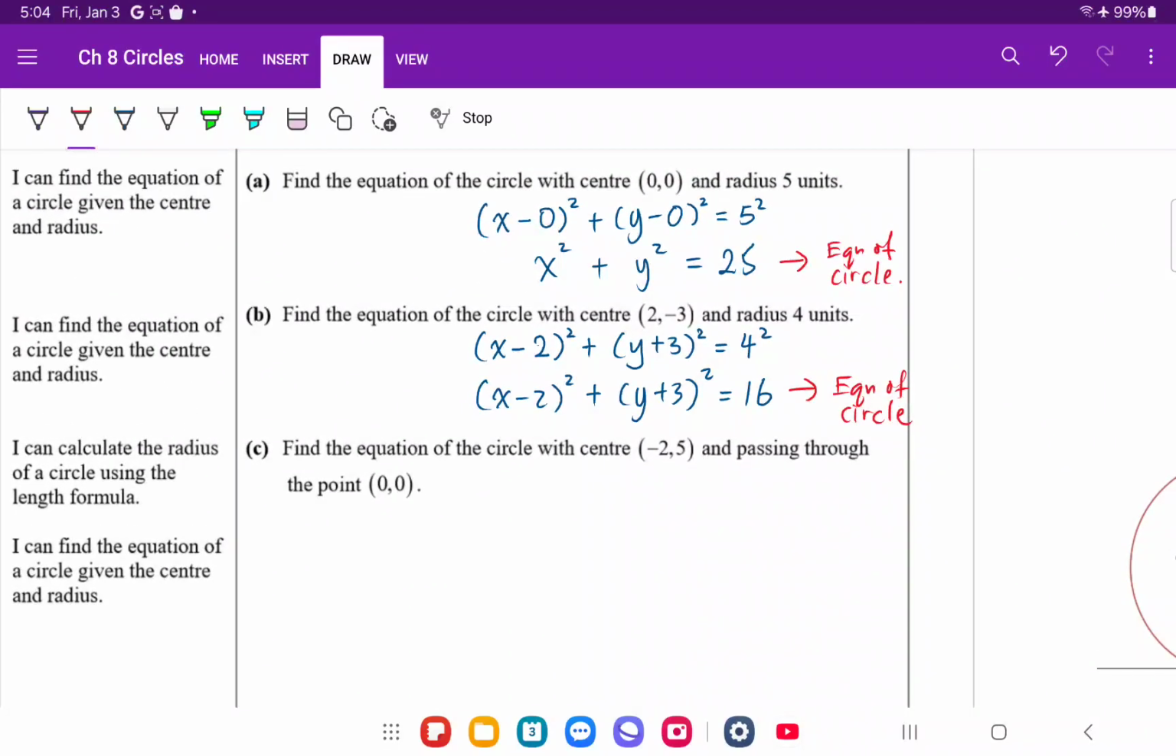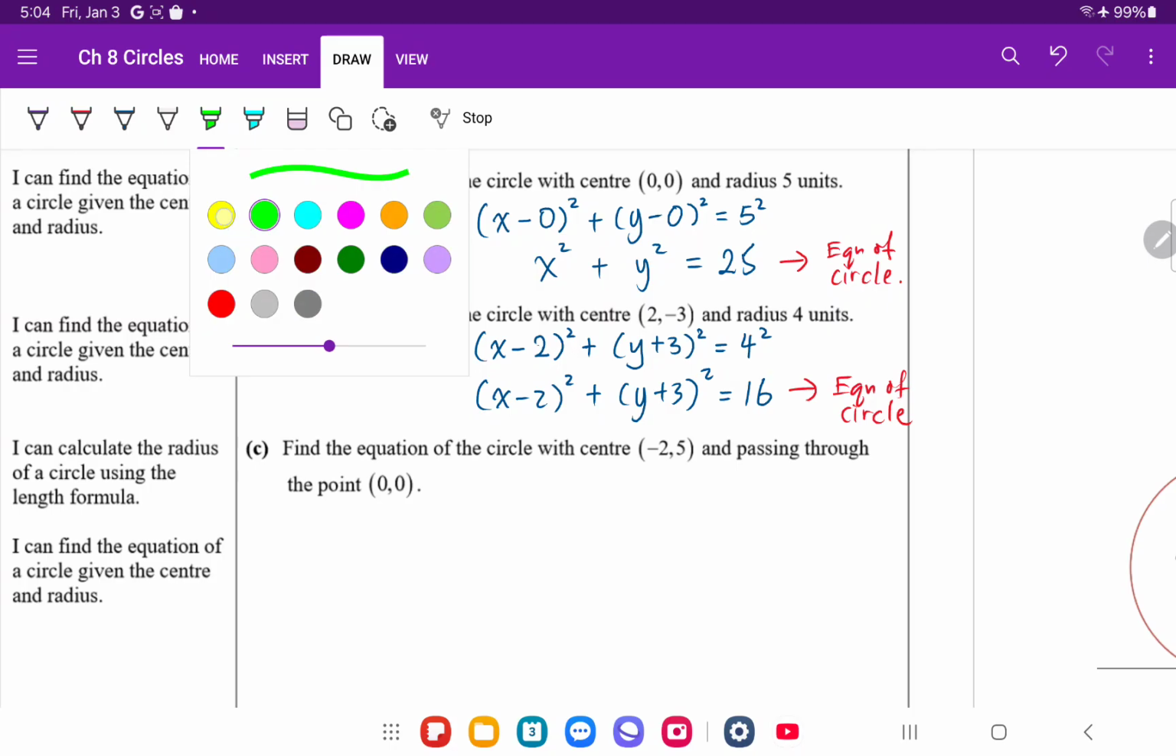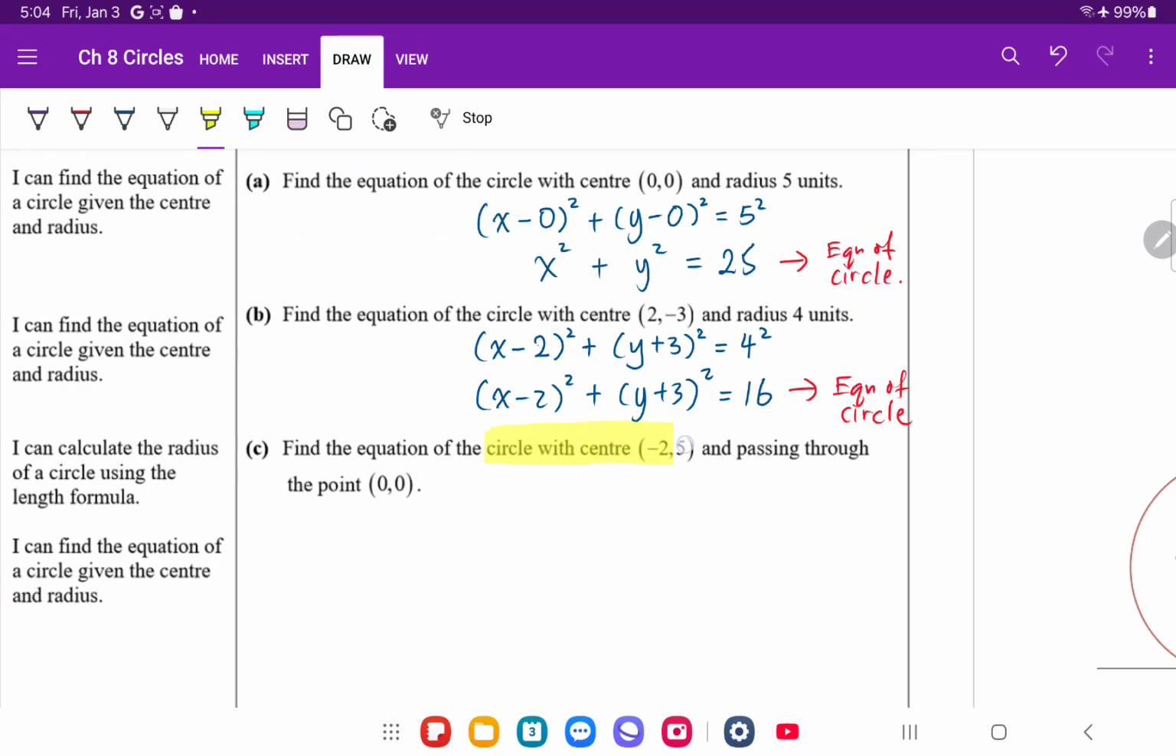Part C, okay, very good. They gave us the center, very good. We have this information. So happily, I will start to write. Okay, the question gave me x, because Mr. Wilson said when there's a minus sign, I must do x minus minus 2, and that becomes x plus 2. And for the y minus 5 squared equals to, hang on, the question did not give me the radius.